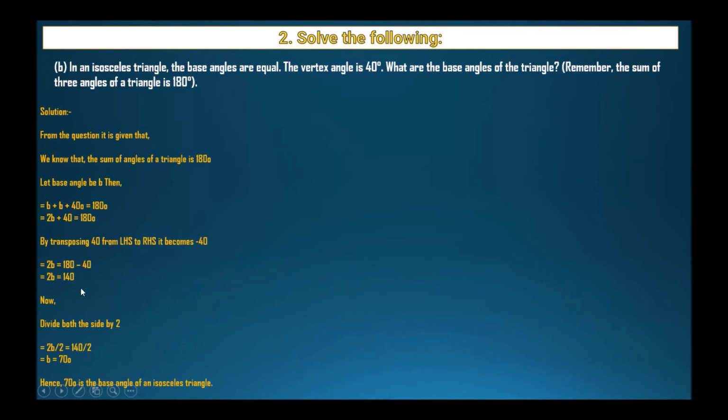Now we will divide by 2 on both sides. So this 2 and 2 will cancel, B will remain. And 140 upon 2 is 70. So the base angle of the isosceles triangle is 70 degrees.